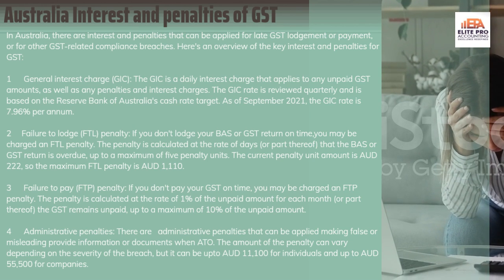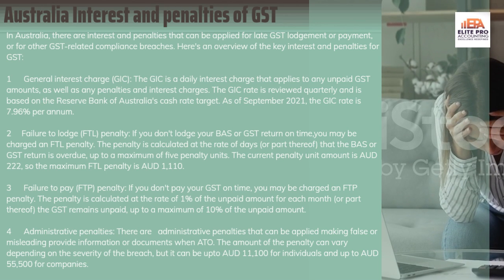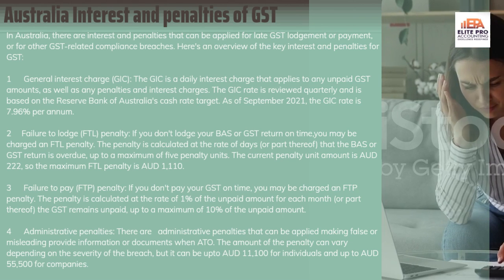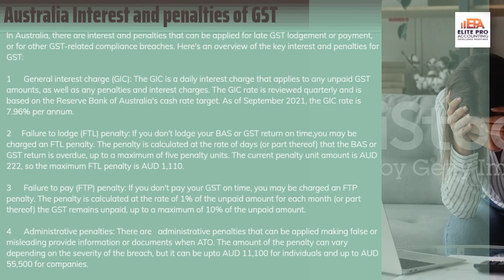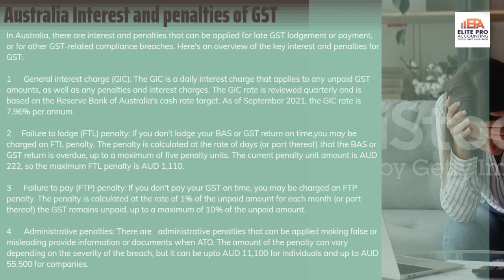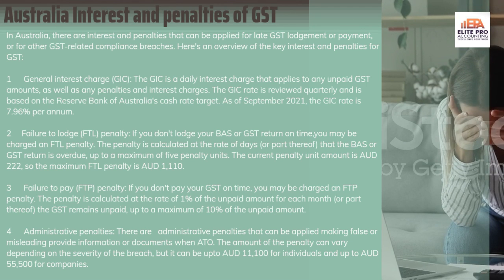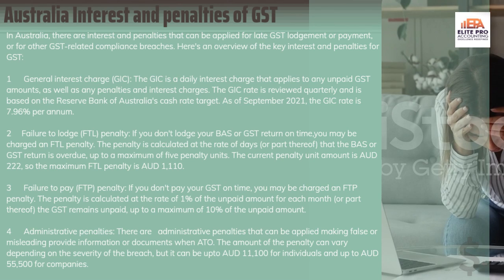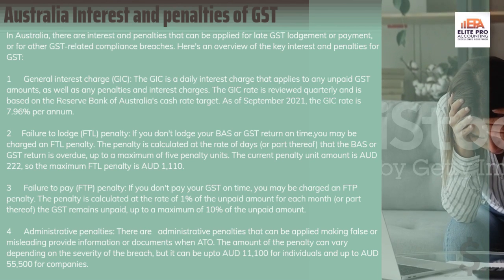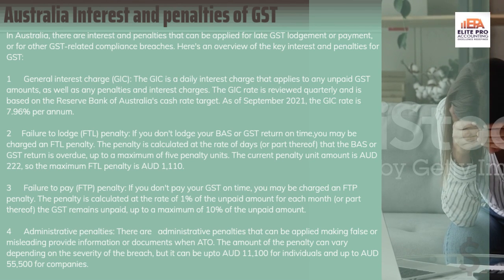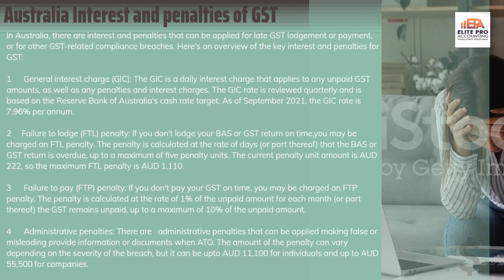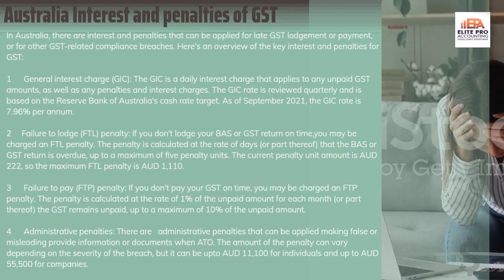2. Failure to lodge, FTL, penalty. If you don't lodge your BAS or GST return on time, you may be charged an FTL penalty. The penalty is calculated at the rate of 1 penalty unit for each period of 28 days, or part thereof, that the BAS or GST return is overdue, up to a maximum of 5 penalty units. The current penalty unit amount is 222 Australian dollars, so the maximum FTL penalty is 1,110.